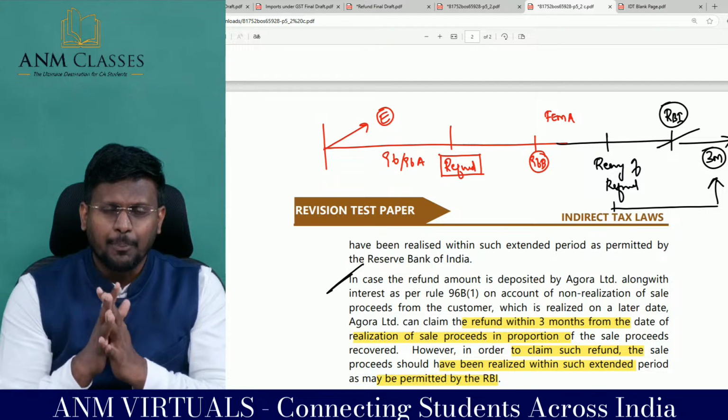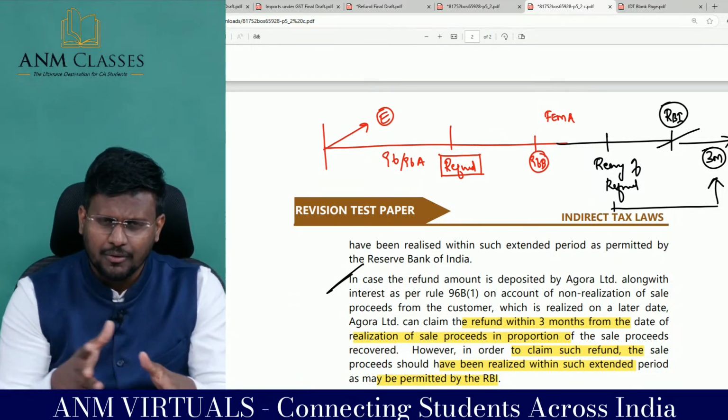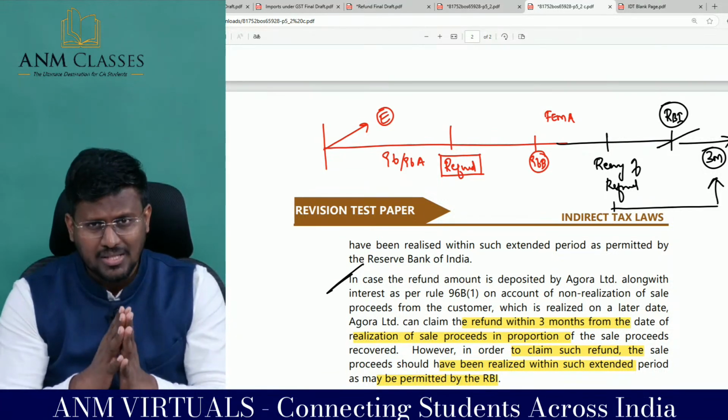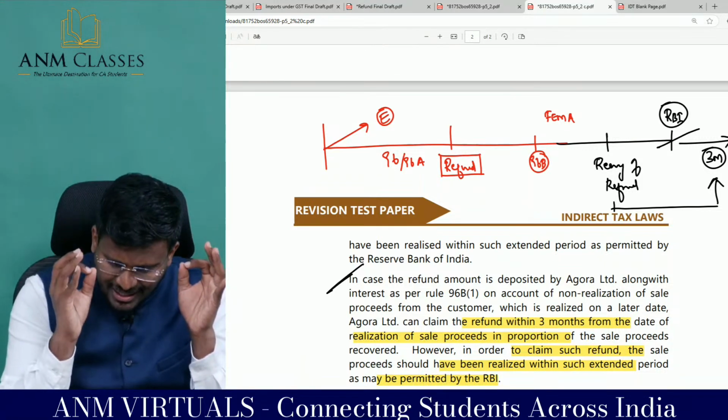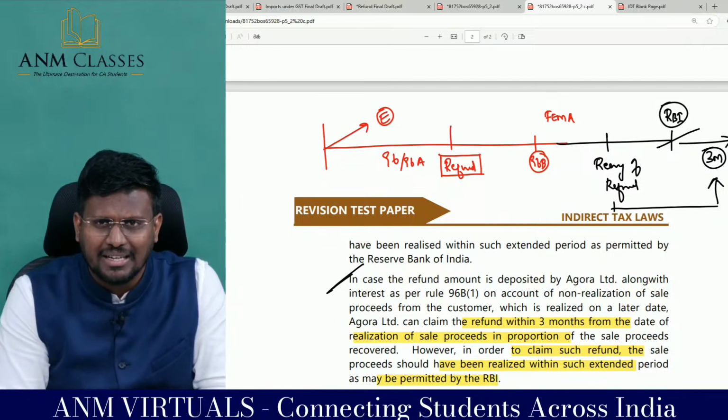Sir, now I have uploaded the entire chapter of refund, which may come to, I think, 3 to 4 hours of class, including the computation of refund, my dear lovable students. In that, I have clearly explained all the rules: Rule 96, Rule 96A, Rule 96B.